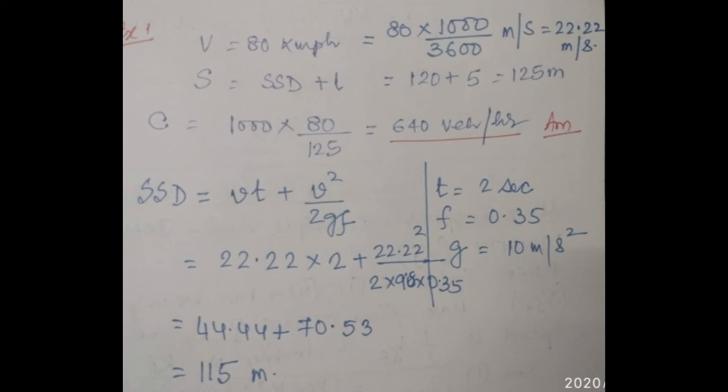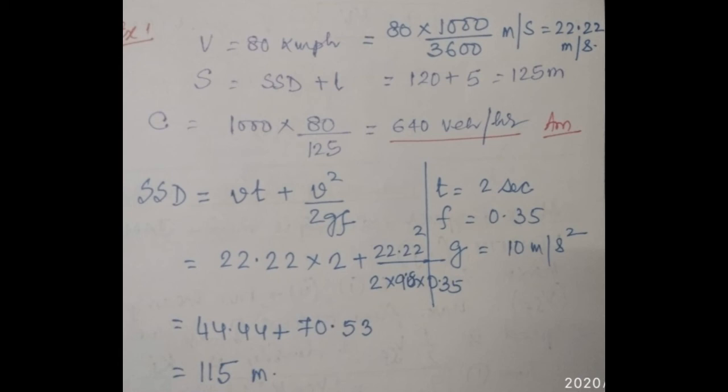Now if the SSD is 115 meter, look at the top. I have written the formula S is equal to SSD plus L. L is given as 5. Now SSD value I have taken over here as 120. Though my answer came as 115, I have taken it as 120. You will come to know why I have taken it. So S is coming as 125 meter.